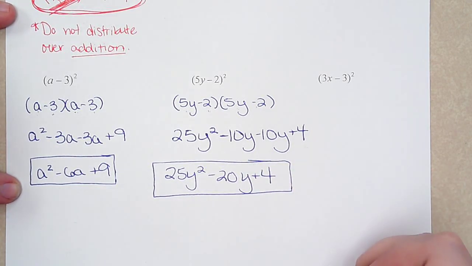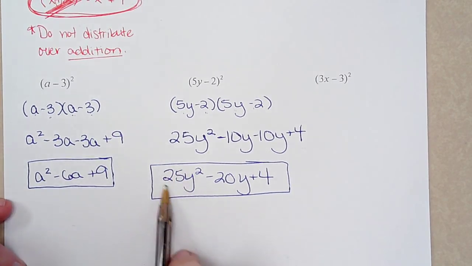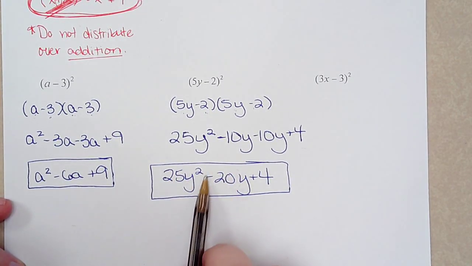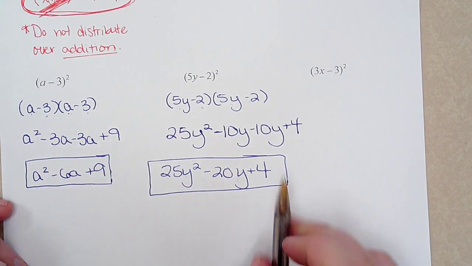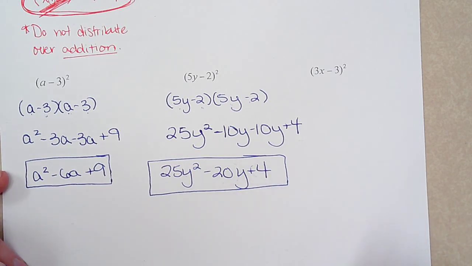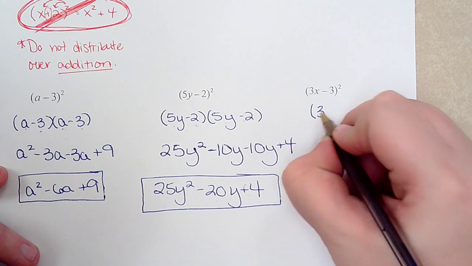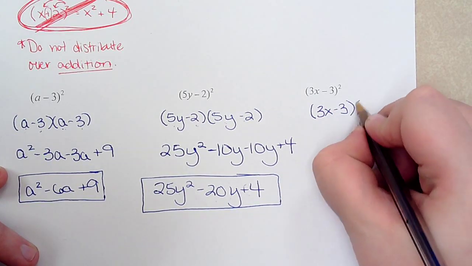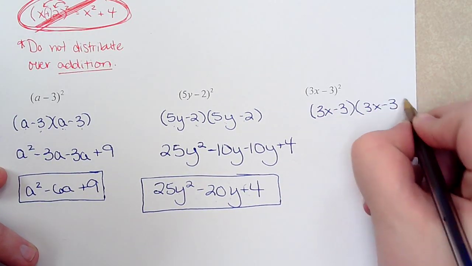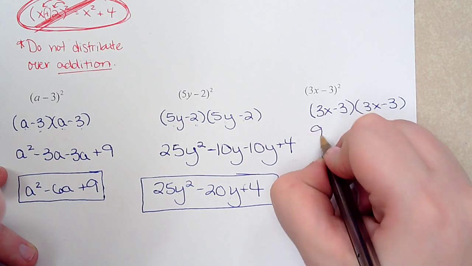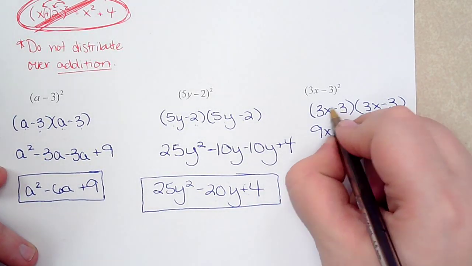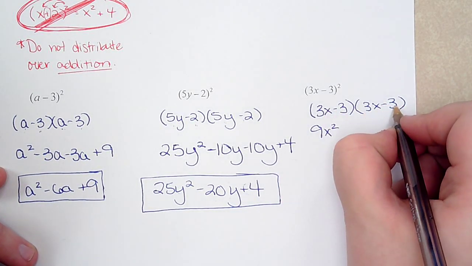Again, notice we're going back to this idea. I'm always going to have an a squared, a 2ac, and a c squared. All right, one more here. 3x minus 3 times 3x minus 3. That's 9x squared. 3 times negative 3 is going to be negative 9.